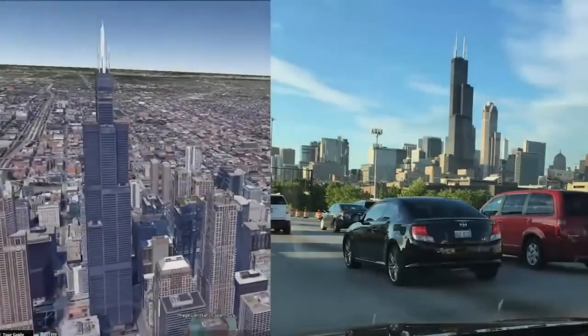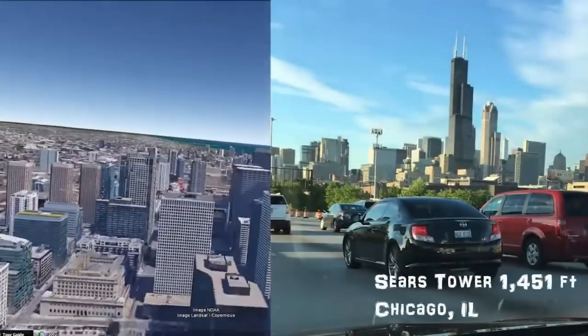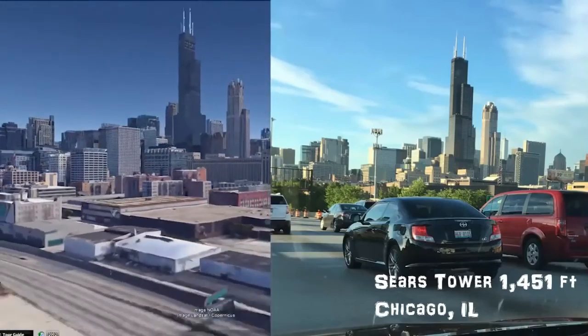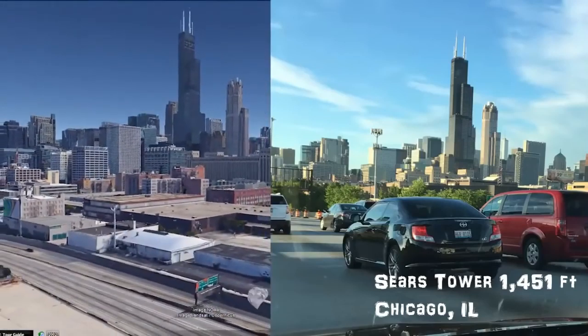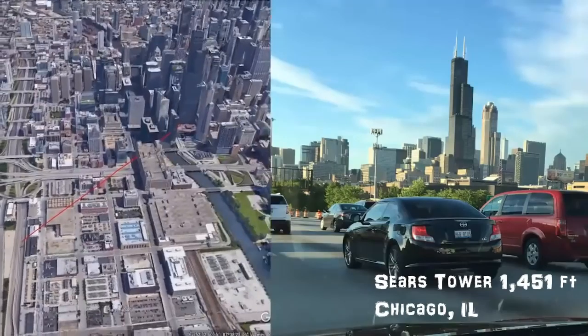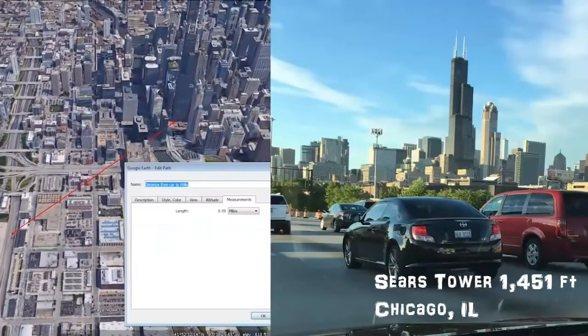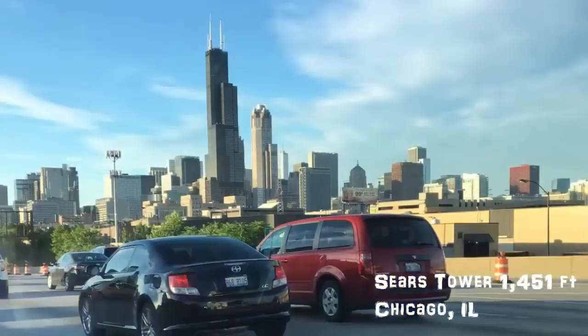If you go on Google Earth, this is right about the area where I believe I was when I took that picture. Looking across, it's only about 0.6 of a mile. So I'm just a little over a half mile away, and look at the size of the tower as compared to the car that was diagonally in front of me.